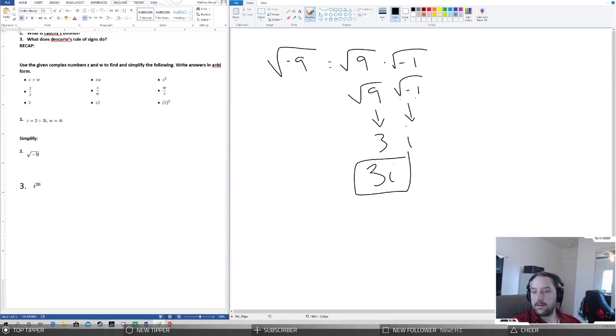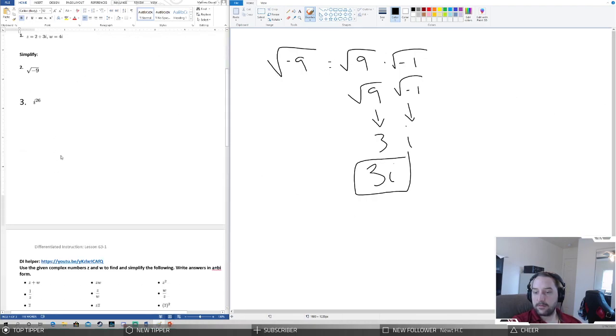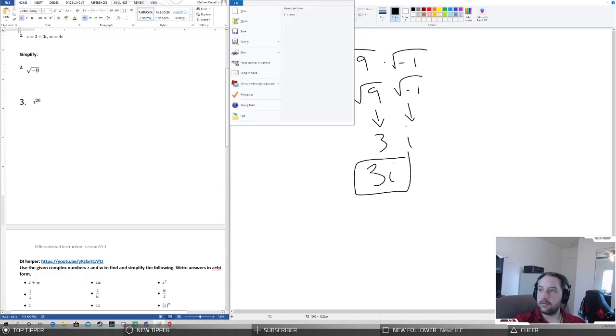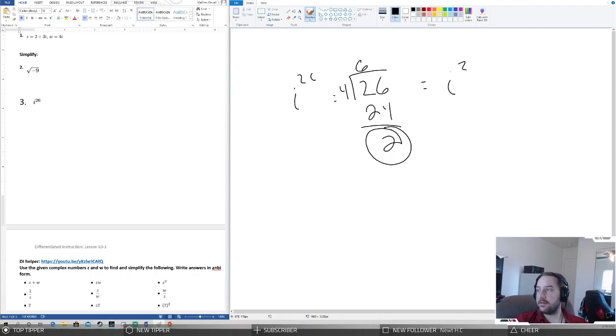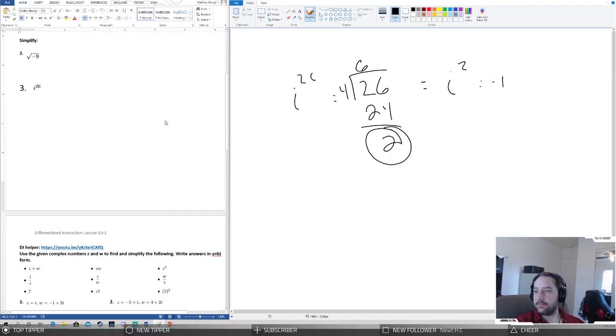Okay. Now number 3 says i to the 26th power. So with i to the 26, we have to take the 26 and divide it by 4. So 4 goes into 26 6 times. It's 24, so my remainder is 2. So this is going to simplify into i squared, which is going to be -1. Okay, so now that's the recap.